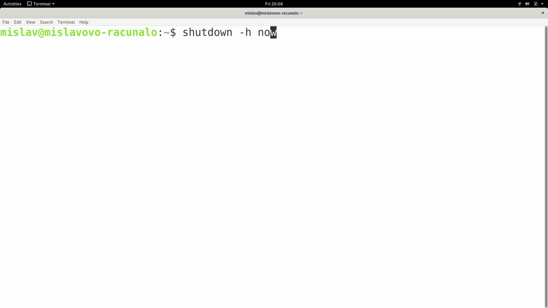And in order to delay the shutdown or the restart, let's say I want to delay the shutdown, what I would do is instead of now, I would write a plus, and then I would write, for example, if I want my system to shut down in 10 minutes, I would write +10. So I would write a plus, and then I would write the number of minutes I want to wait before I shut down my system.